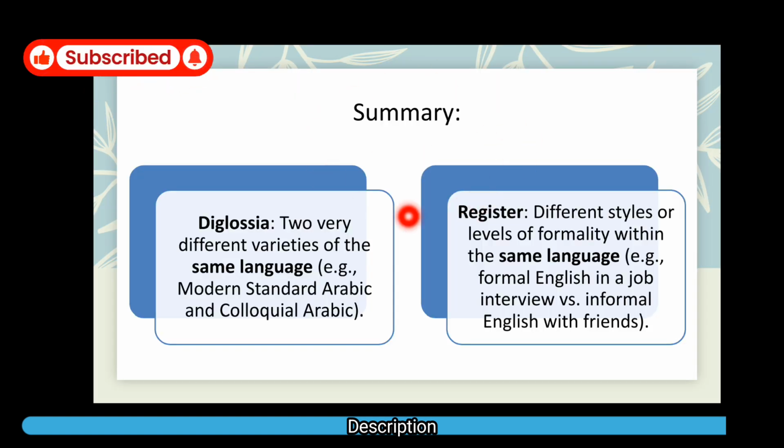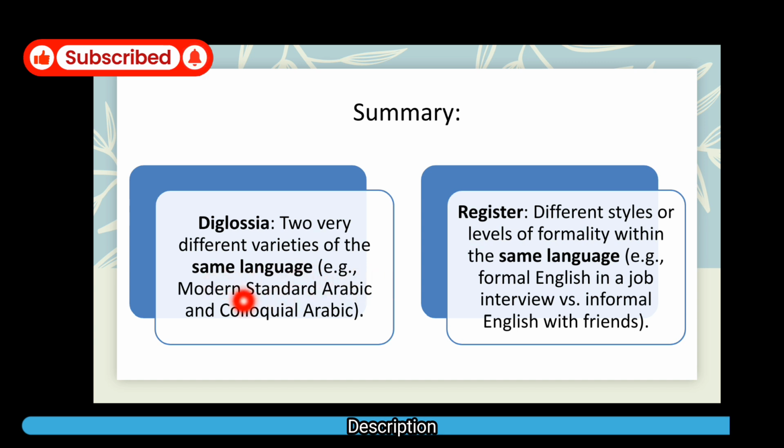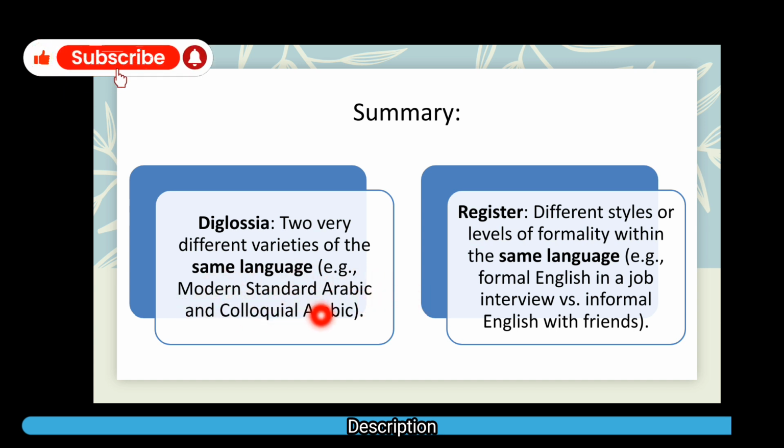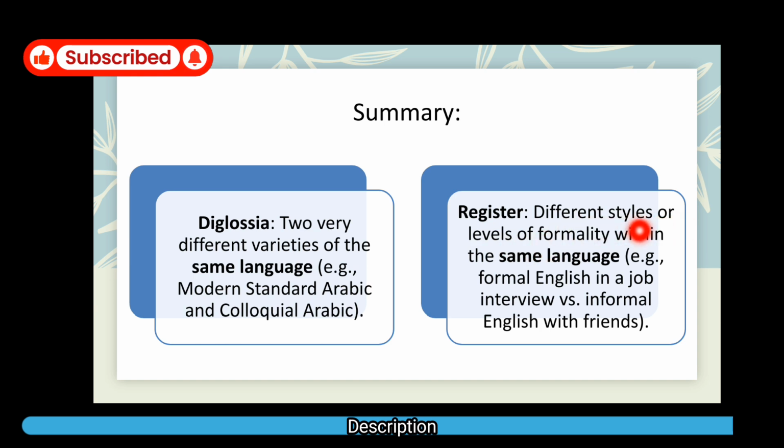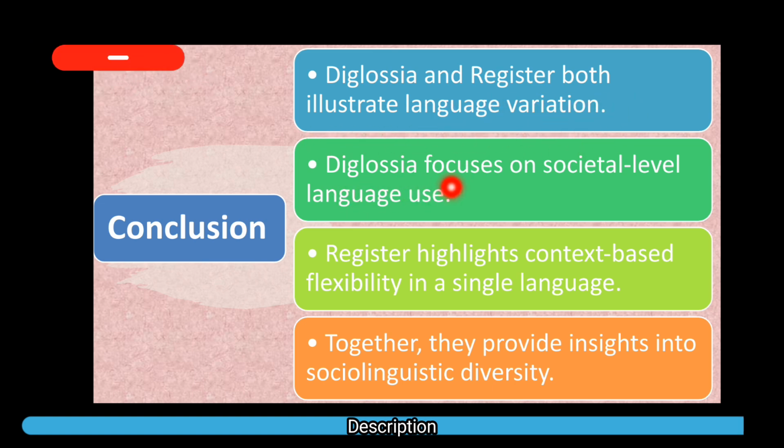We can summarize the lecture by saying that diglossia is two very different varieties of the same language, for example, modern standard Arabic and colloquial Arabic. Register is different styles or levels of formality within the same language, for example, formal English in a job interview or informal English with friends. We can conclude that diglossia and register both illustrate language variation. Diglossia focuses on societal-level language use. Register highlights context-based flexibility in a single language. So together they provide insight into sociolinguistic diversity.